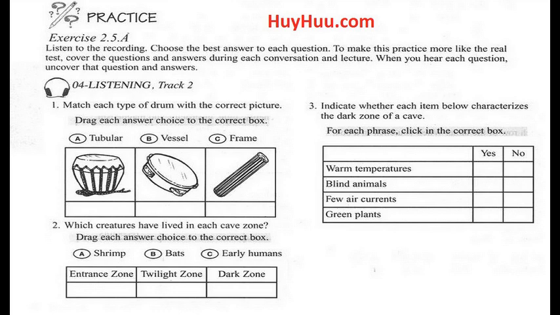Perpetually dark, it has only slight seasonal changes in temperature, few, if any, air currents, and a constant relative humidity of nearly 100%. In the dark zone live animals that have adapted to the world of darkness, including small shrimp, beetles, spiders, and fish. These animals are usually blind, and some lack eyes altogether. Since no green plants grow in caves, these animals depend largely on food that is washed in by streams or mud. Number 2. Which creatures have lived in each cave zone?